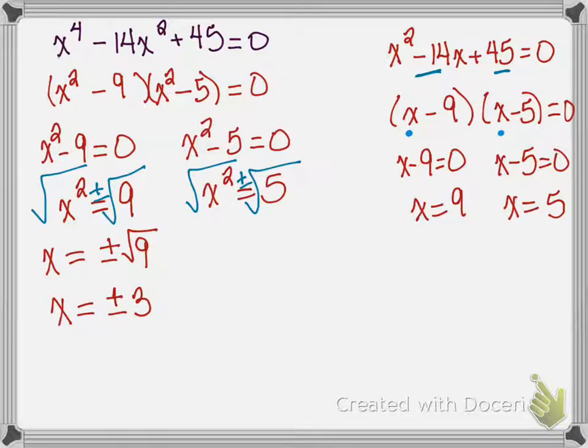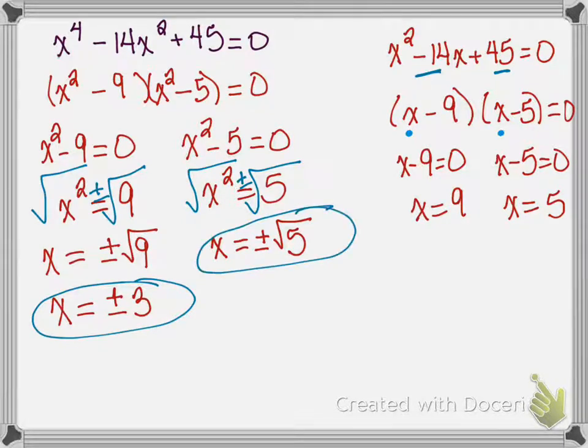Put the plus or minus. Okay, we've got to put the plus or minus there. So here I end up with x equals plus or minus the square root of 5. Can I simplify plus or minus the square root of 5? No, I can't simplify that. Okay? So my final answer here is x equals plus or minus 3 and x equals plus or minus 5.